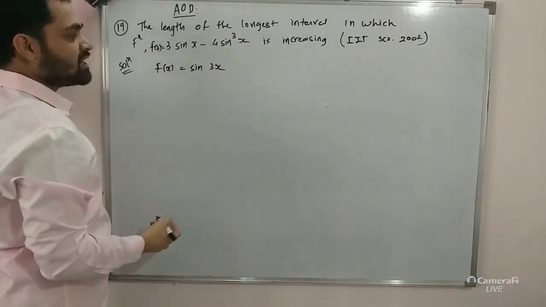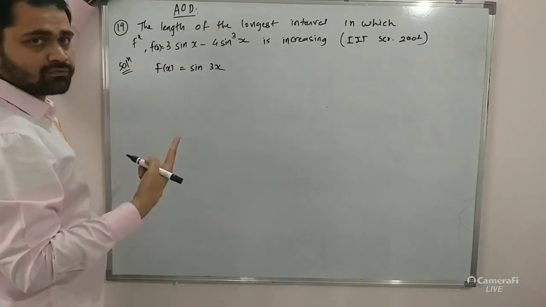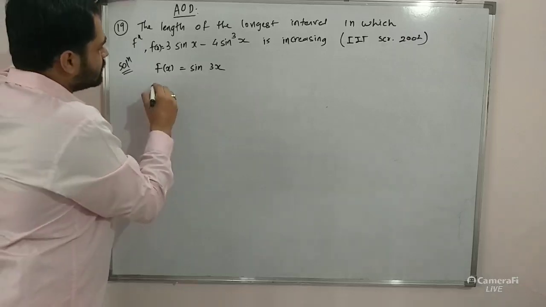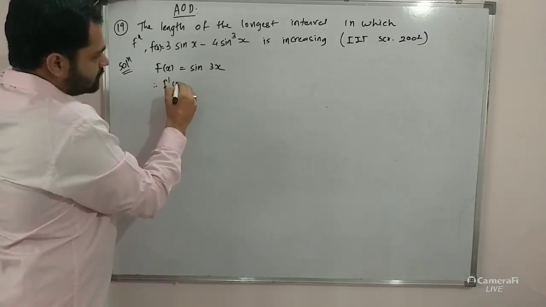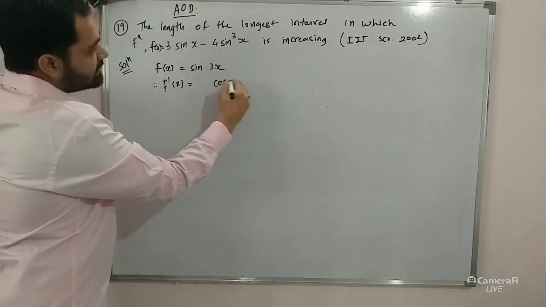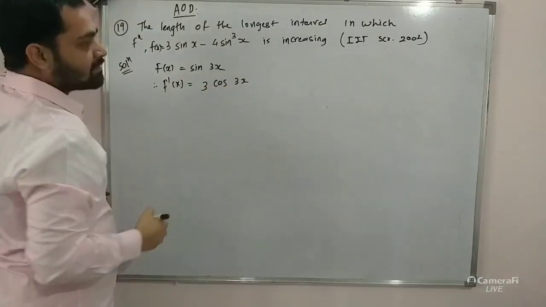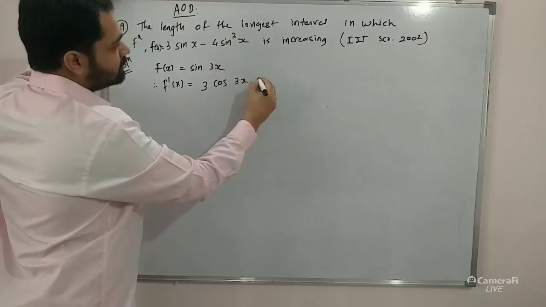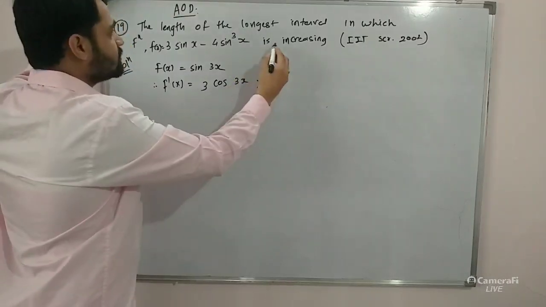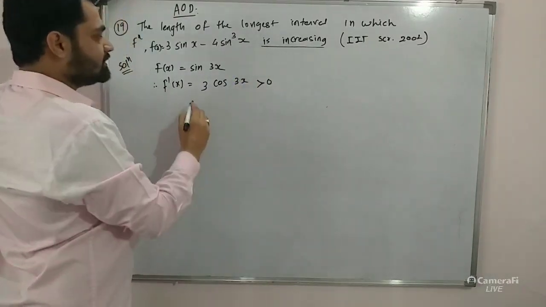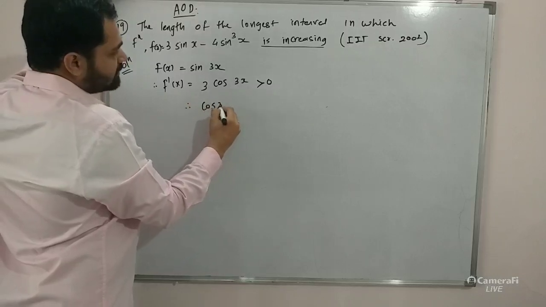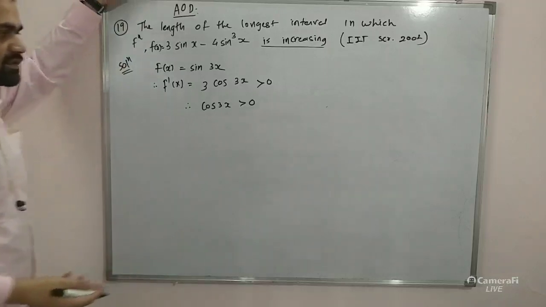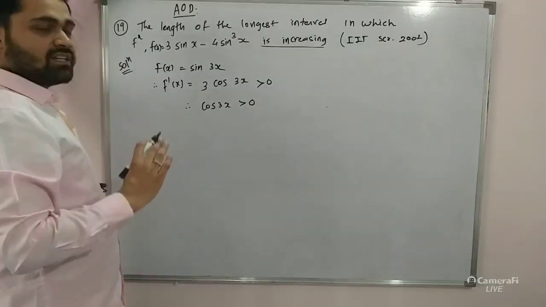For an increasing function, f dash of x must be greater than 0. So what is the f dash of x of this function? Cos 3x into 3 is the f dash of x of this function. It must be greater than 0 because it is given that the function is increasing. It means cos 3x is greater than 0, since 3 goes to the denominator. So cos 3x must be greater than 0.